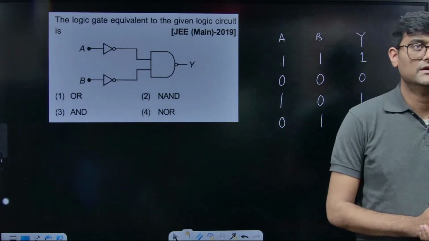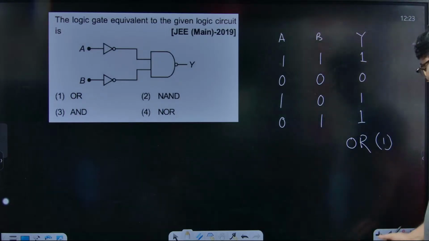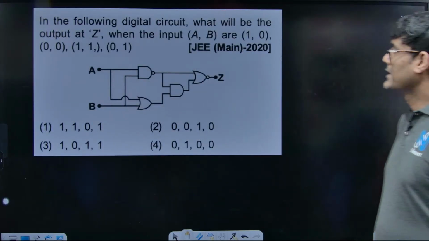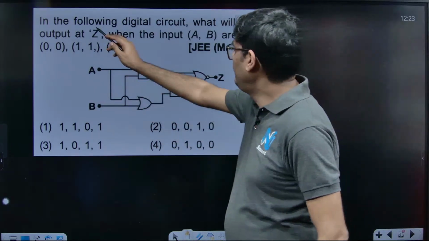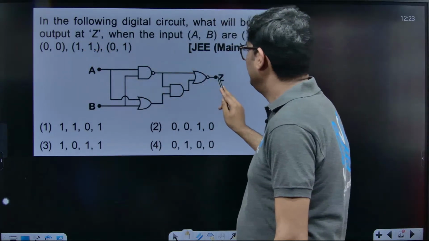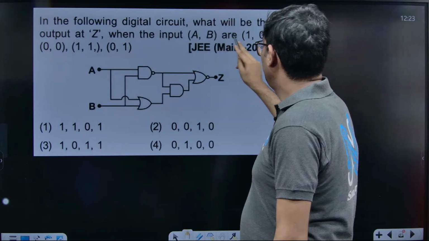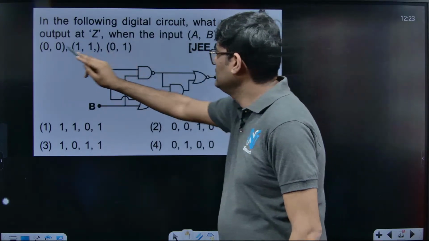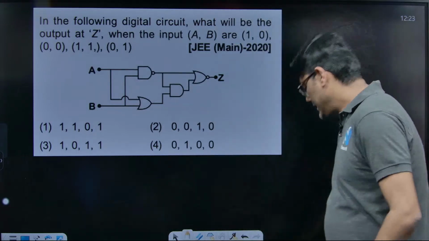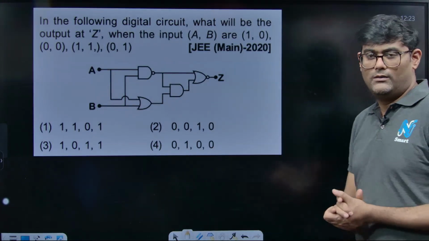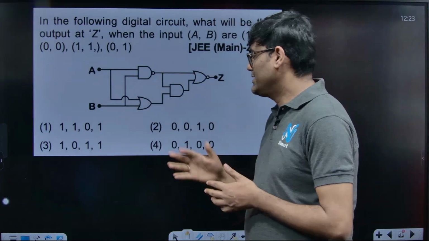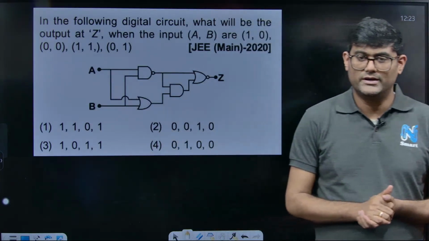Okay students, so let's move to our last question of this day. It says that in the following digital circuit, what will be the output at Z when the input A, B are 1, 0, 0, 0, 1, 1 and 0, 1. Okay, so there are multiple options available. You please give it a try, right? I will solve this question right away.